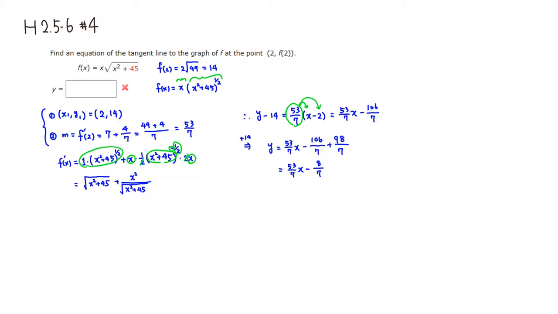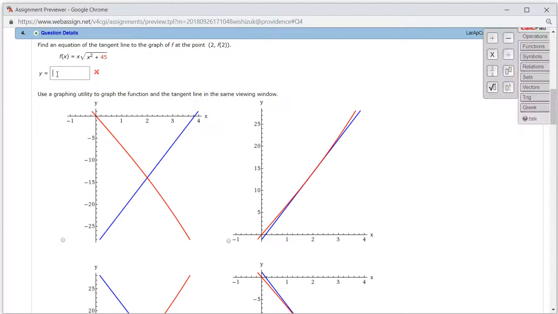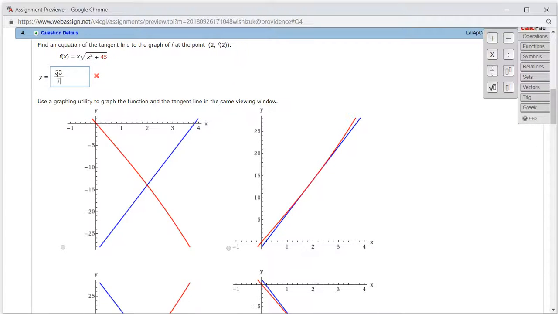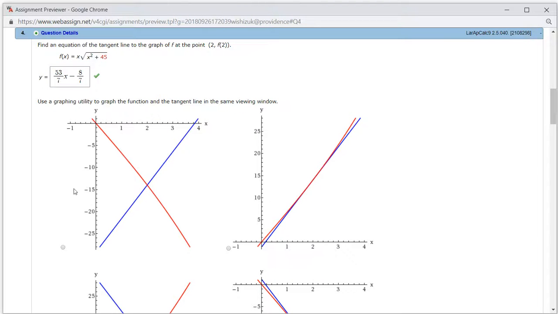So let's type it in. What we got was 53 over 7 x minus 8 over 7. Let's check the answer. I came back and it looks like we got the equation of the tangent line correctly.